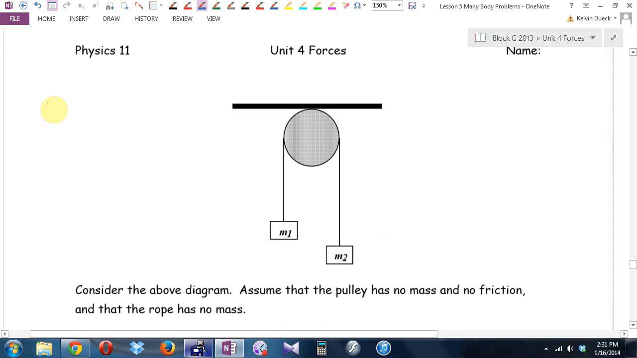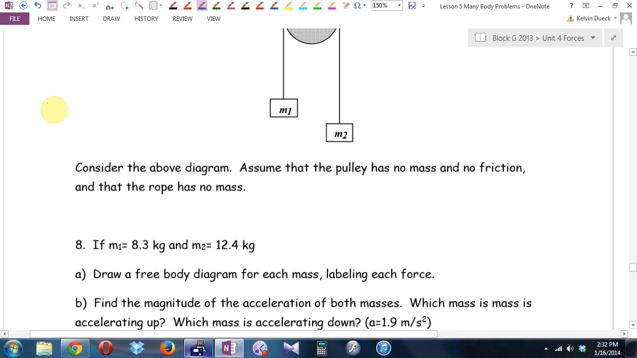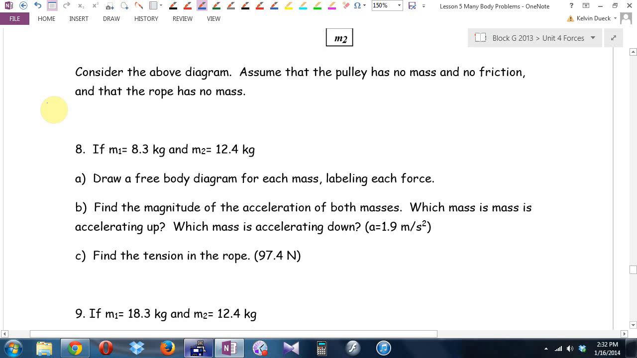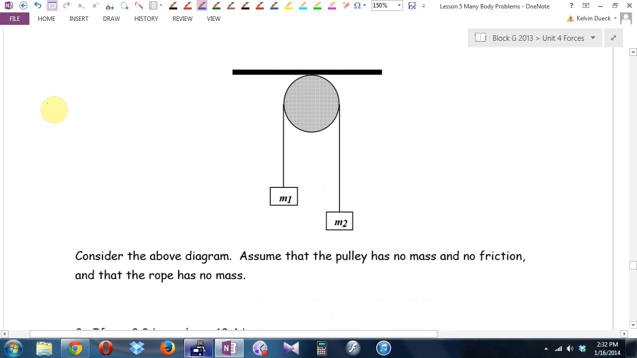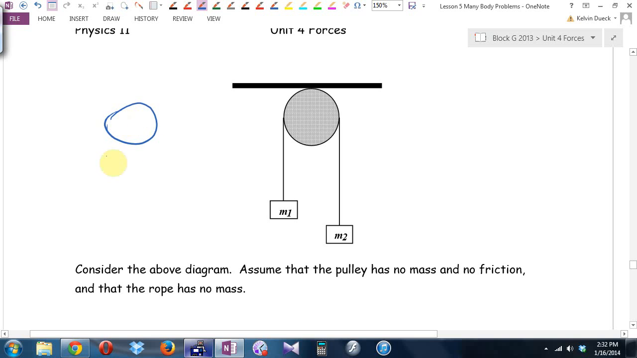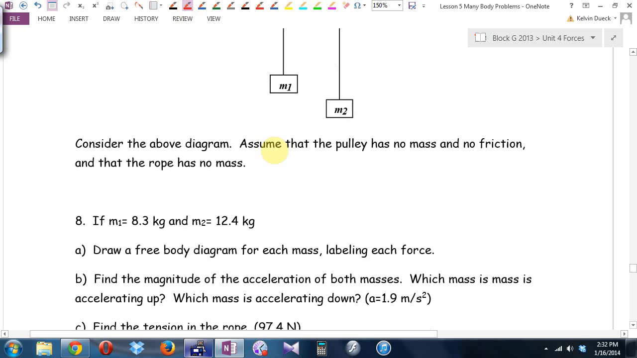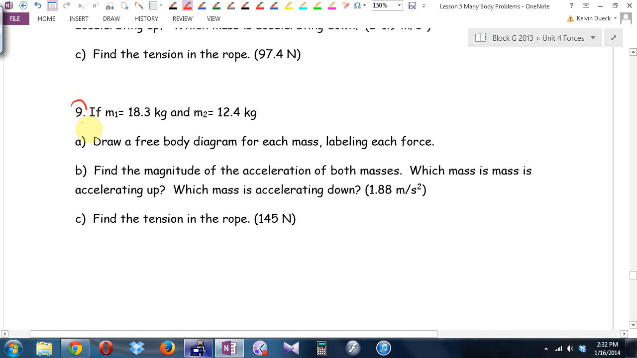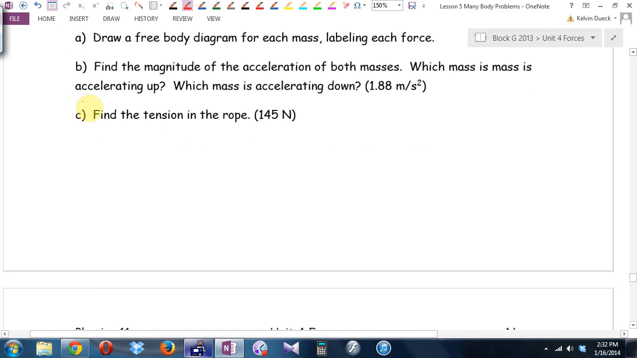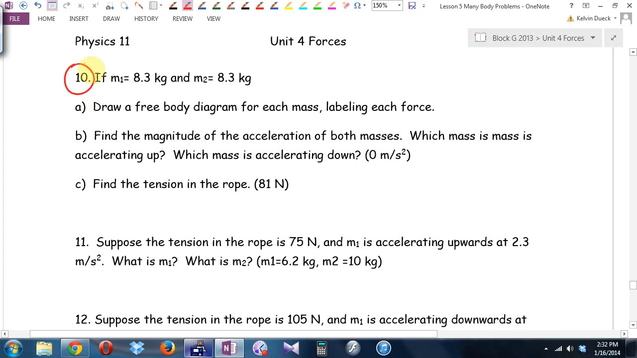Then I have a bunch of Atwood machine questions. I'm just using the same diagram over and over. It says draw a free body diagram for each mass, labeling each force. I really just find it easier to go like this and then label the forces as I go. But you can represent the masses with a dot, if you will. You can try number 8, number 9. Number 10.